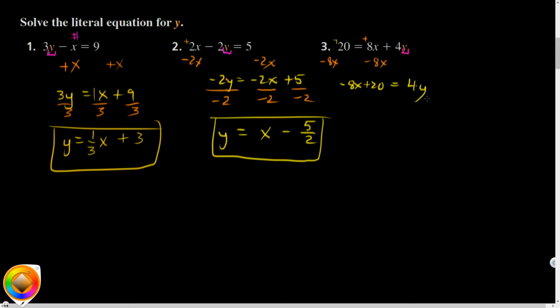Now, how do I get y by itself? Divide everybody by 4. Yeah. So I'm going to have negative 2x, yep, plus 5. And better yet, let's rearrange this.